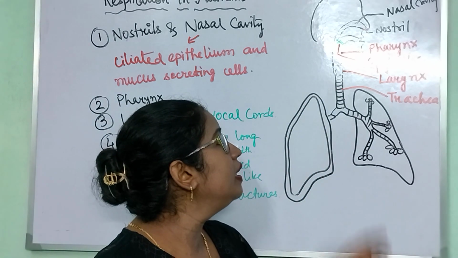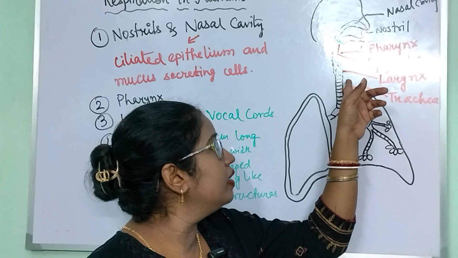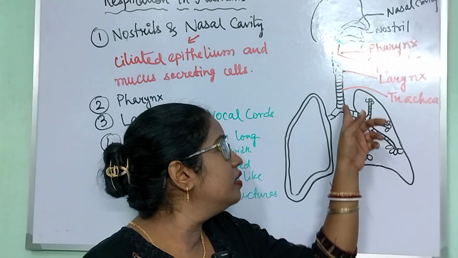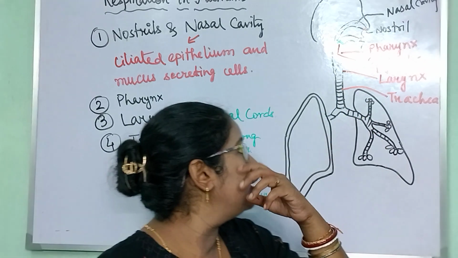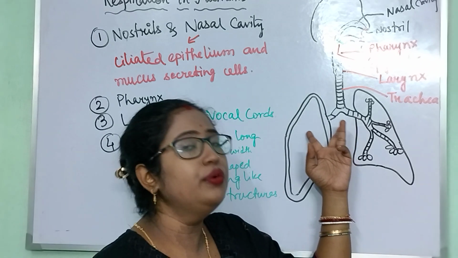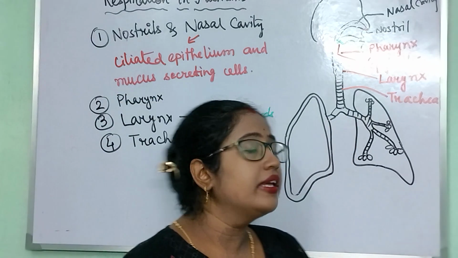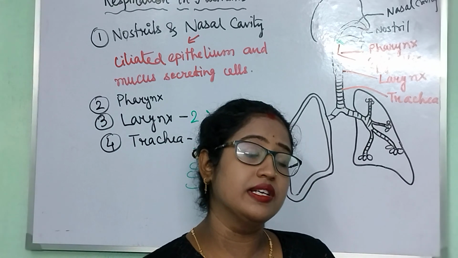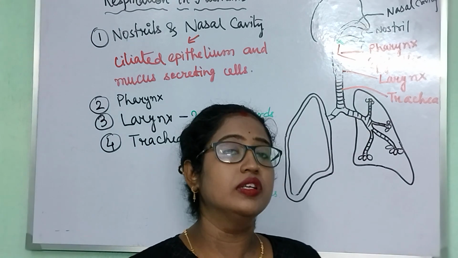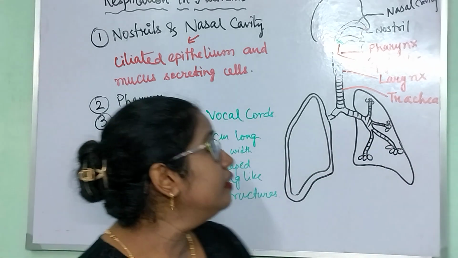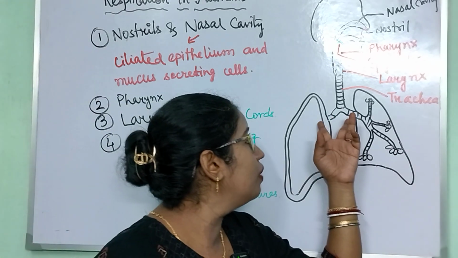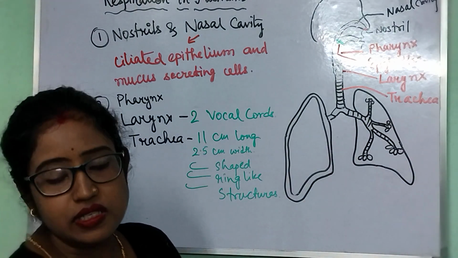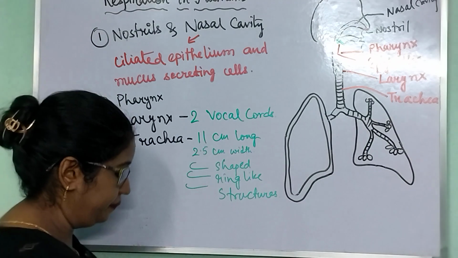It starts from beneath the larynx, and after traveling about 11 centimeters, it branches into two parts. The trachea also has ciliated and mucus-secreting cells in its epithelium lining, or inner lining. Then the trachea branches off into two parts. These two branches are known as bronchi.